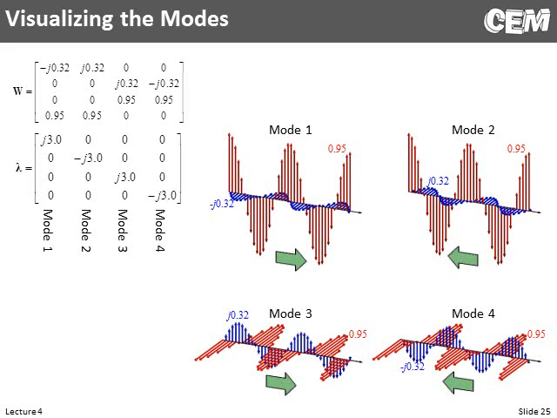Anyway, you can go look at those. The signs in the lambda matrix tell you whether it's forward or backward propagating, and the other ones just tell you the amplitudes of the two things. Everybody good with that?